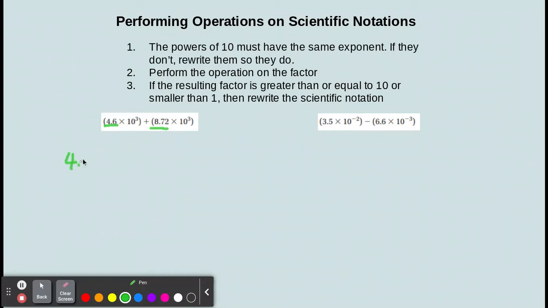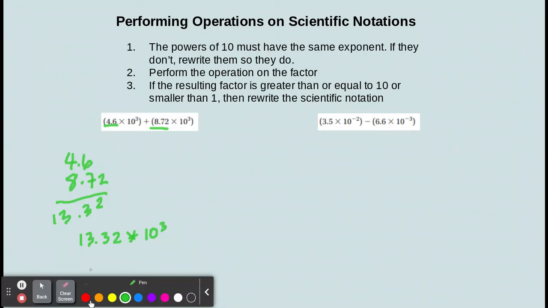So 4.6, and it says plus 8.72. That becomes 13.32. Okay, so 13.32 though, it'd be like this, 13.32 times 10 to the third power, but we know in scientific notation that our factor has to be equal to 1 or greater, but also less than 10. Okay, this is definitely greater than 10, so we need to fix that.